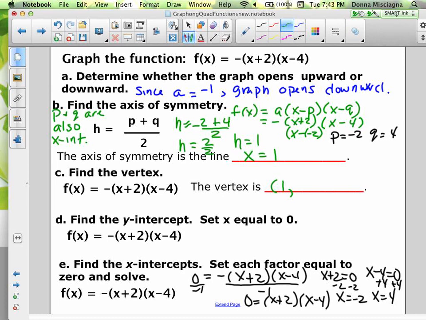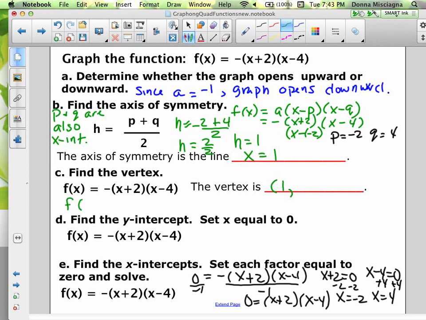So for the axis of symmetry, let's make it x equals a constant. That constant happens to be the x-coordinate of our vertex, because remember I said the vertex was halfway between your x-intercepts. So 1 is halfway between negative 2 and 4. Now we just need the y-coordinate, and to find the y-coordinate, we're just going to plug in the 1.